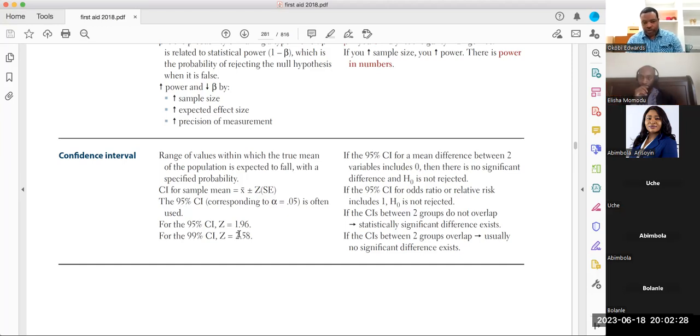Brilliant. Dr. Momodu, there's a question in the group by Dr. Bright. I think he's asking if there's a difference in t-test and t-score. I'll just chime in briefly. Yeah, okay, go ahead, for the scientific session.